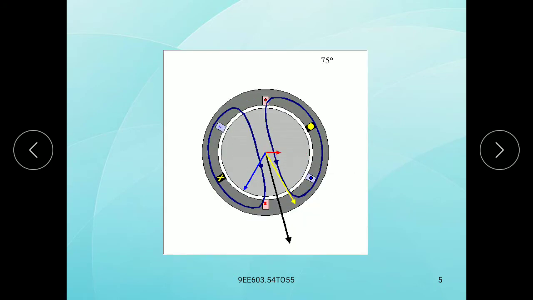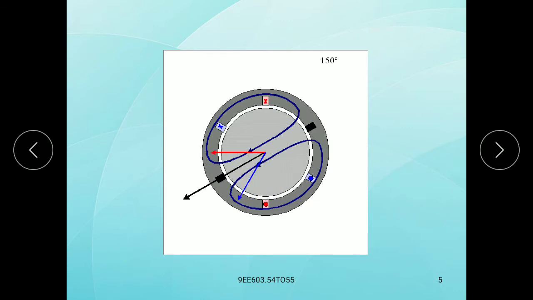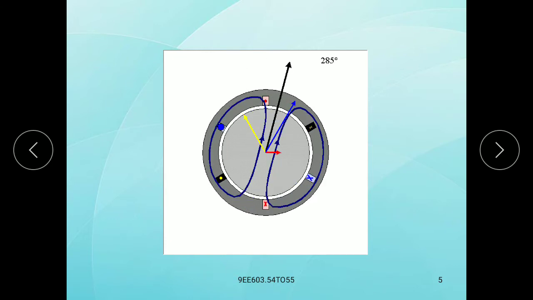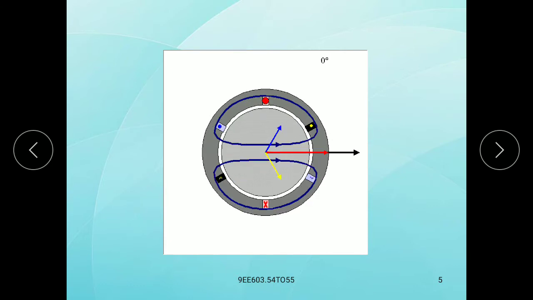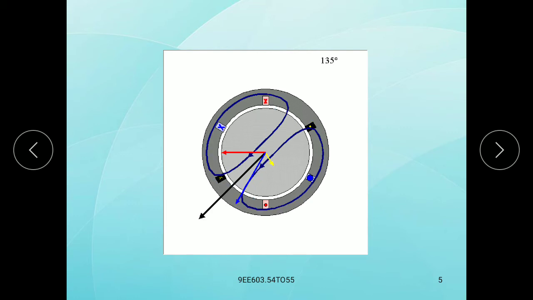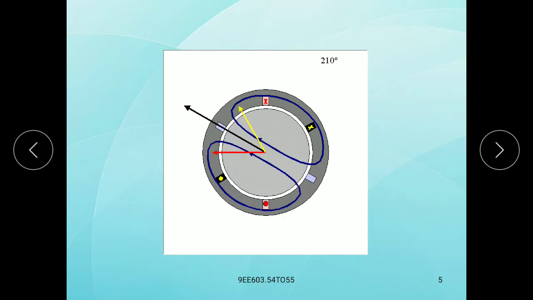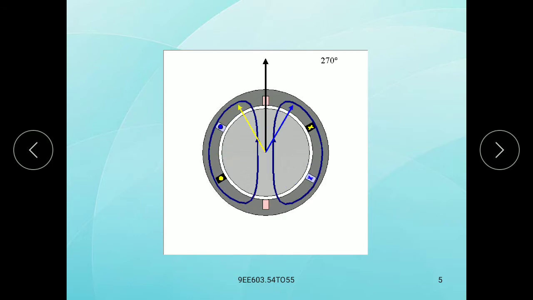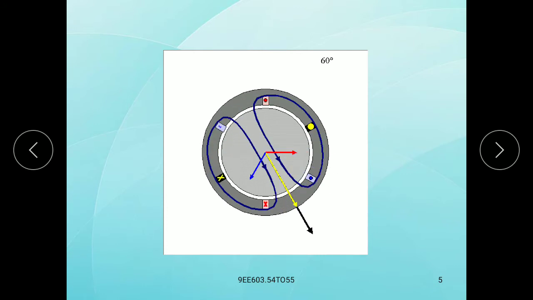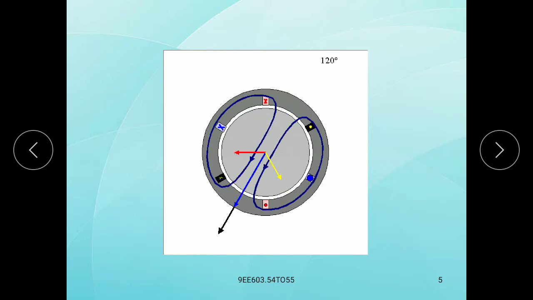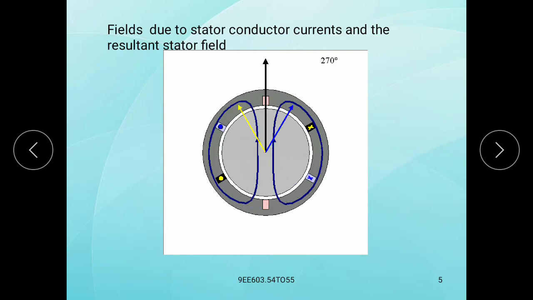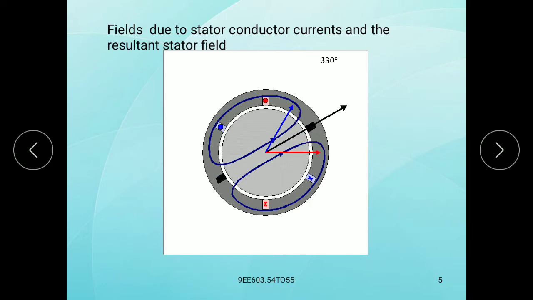So here the resultant flux is shown. Observe this one, for 0 degrees, 15, 45, 60, 75, 90, 105, 120, 135, 150, 165, 180, 190, 210, 225, 240, 255, 270, 285, 300, 315, 330, 345, 360. So how the flux is rotating and how the resultant flux is. These are the fields due to stator conductor currents and the resultant stator field, that means the resultant stator flux.